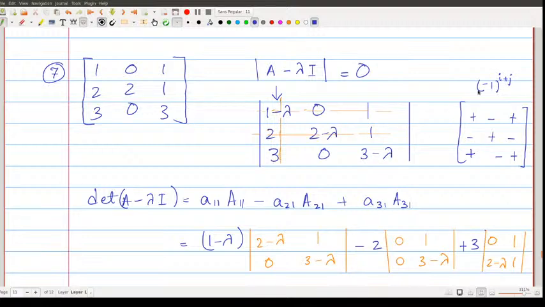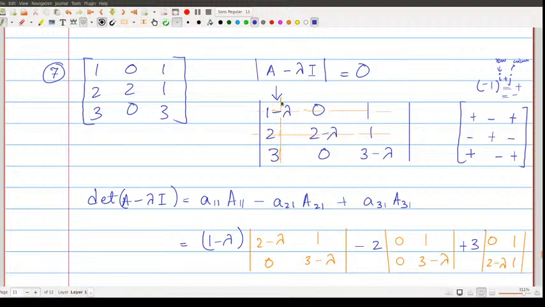The sign can be taken into account either by making a checkerboard like this or by computing (-1)^(i+j). The reason this works is that i is the row and j is the column. So if the sum is even, then it gives you a plus sign. If the sum is odd, then it gives you a negative sign. And we can see that over here, the sum is even, the sum is odd, the sum is even, and so on, right?